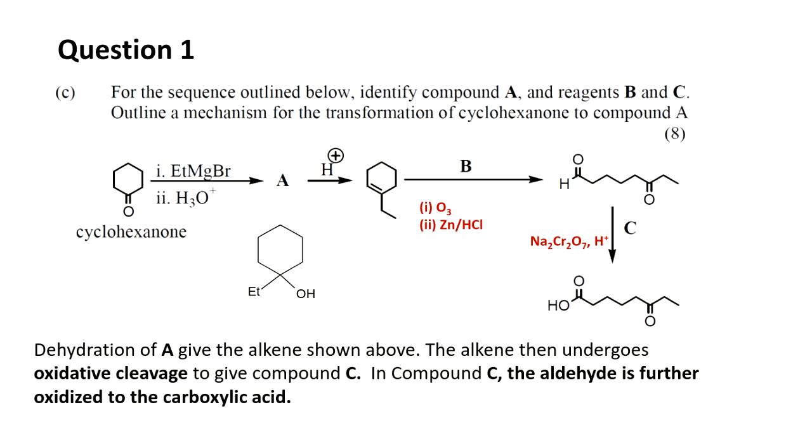So to convert our alkene to the aldehyde, we use ozone with zinc, HCl, or acetic acid. And if we want to convert our aldehyde to an acid, we will use chromic acid, we could use acidified permanganate, we could use dichromate, all of those oxidants could be used. All right, let's move on to question 2.